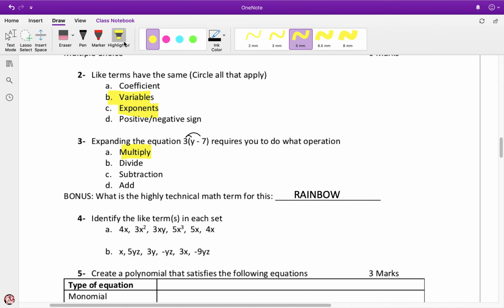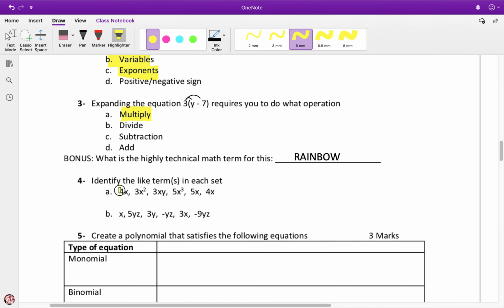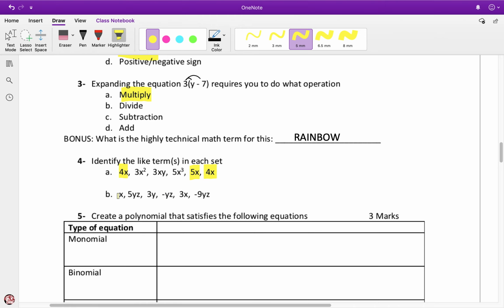If I'm looking here at like terms, the only like terms here are these ones. They're the only ones with the same variable and exponent. These two have different exponents, and these two have different variables. This one here, there's actually 2 sets of like terms in here. There's that set, x, and there's the yz set, like such.